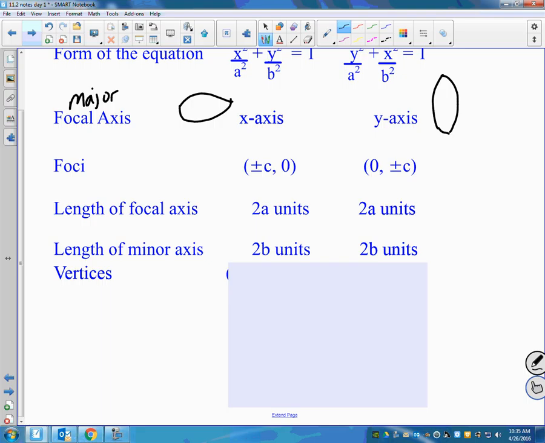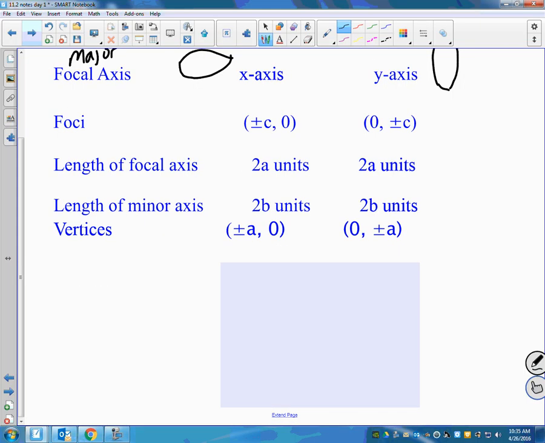And the vertices, I don't ever really think of them, but the book talks about the vertices, so I added it. The vertices are the endpoints of the major axis, or the focal axis. And so again, that's just going to be where A is. So that's just going to be plus or minus A, 0, or 0, plus or minus A, depending on which way it opens. So I'm going to put endpoints of focal axis.